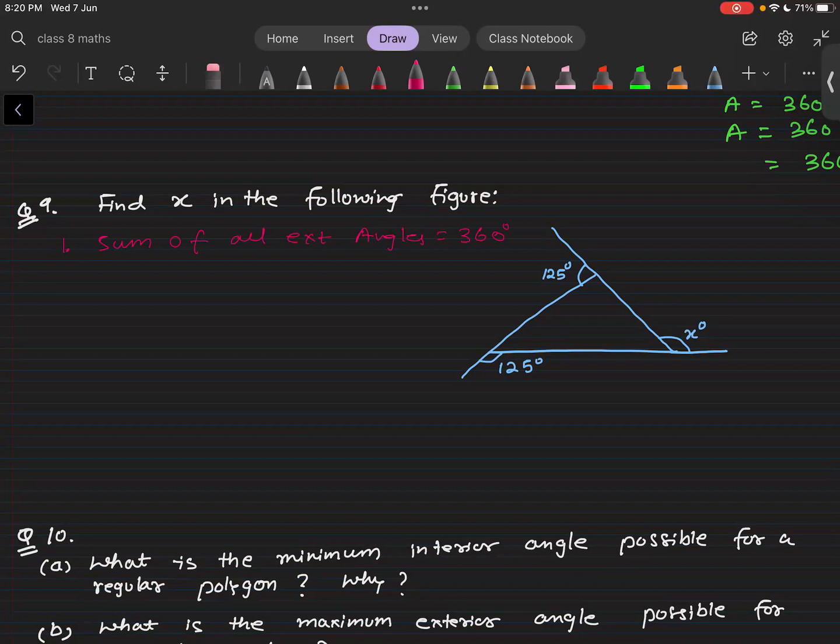No, there are 3 exterior angles here. This one, and this one. There are 3. Okay, this is a triangle ABC, and there are 3 exterior angles. Just add them, equate it to 360, you will get your answer. I've actually told you how to solve this one.